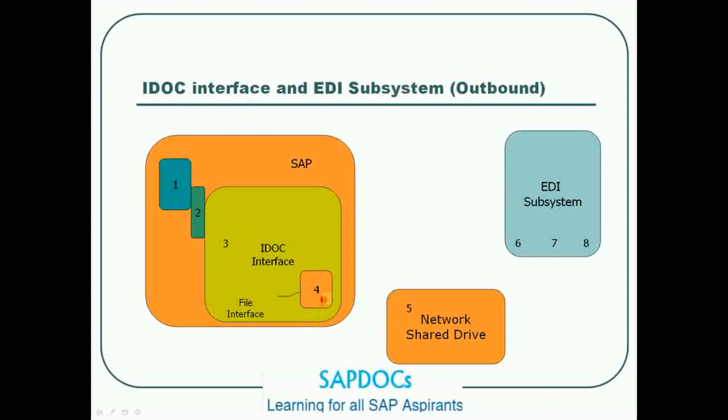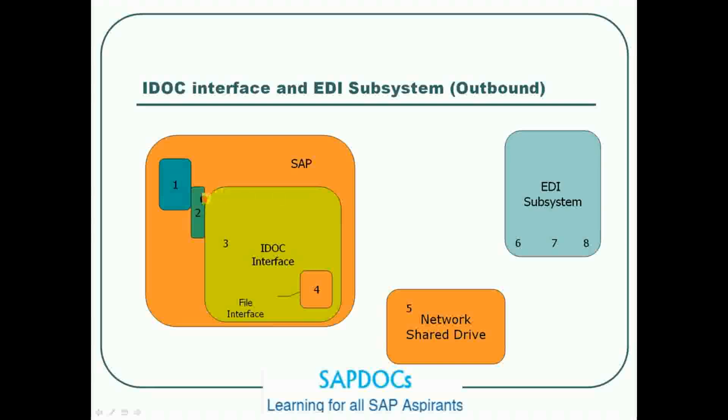Next, we will talk about the outbound process. What are the distinct steps that happen in the outbound process? These are the color codes that I have chosen: 1 is the application, 2 is the message control, 3 is the IDOC interface, then the tasks that happen in the network shared drive, then we have the EDI subsystem. And I have the detail of this process in the next slide.